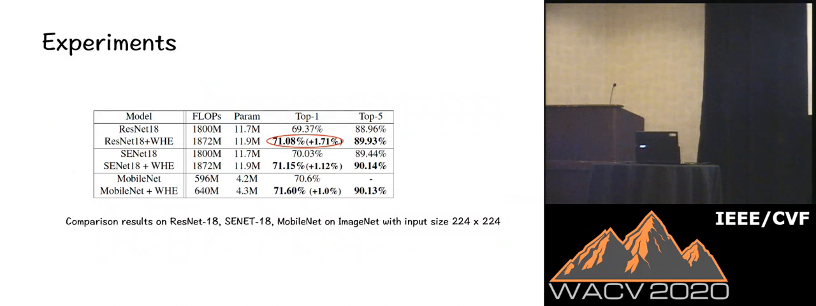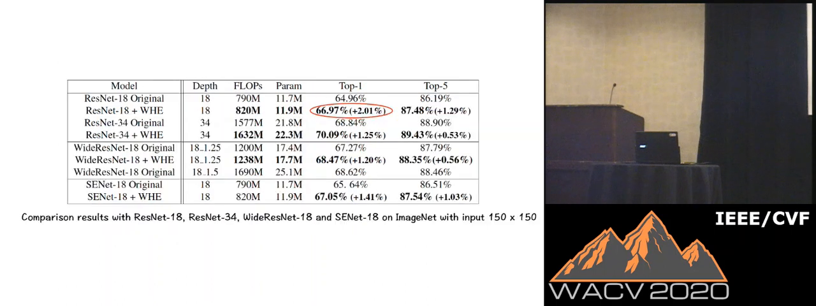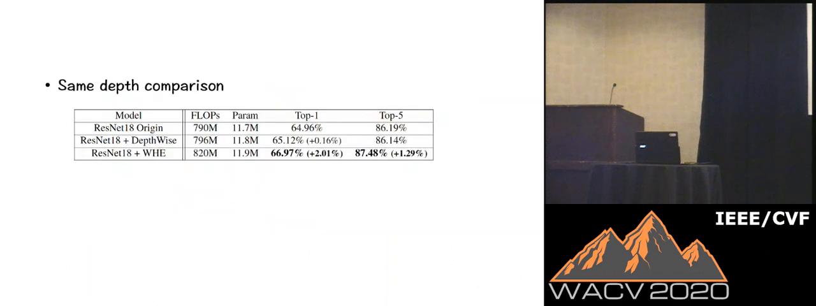We evaluate our method on different network architectures on the ImageNet dataset. In this table, we can see that our method outperforms counterpart models by up to 1.7% with input size 224 by 224. Our method outperforms original methods with up to 2% higher accuracy with less than 2% complexity increase for input size 150 by 150. We also made a same-depth comparison and replaced our weight layer with a low-cost depth-wise layer.